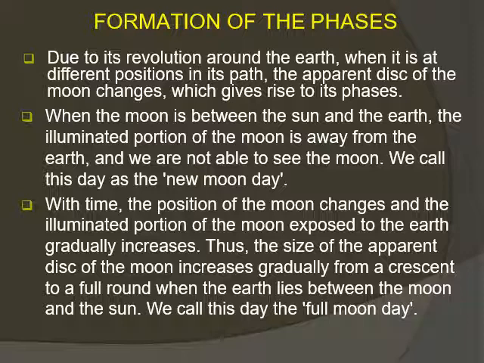With time, the position of the moon changes and the illuminated portion of the moon exposed to the earth gradually increases. Thus, the size of the apparent disk of moon increases gradually from a crescent to a full round when the earth lies between the moon and the sun. We call this day as full moon day.